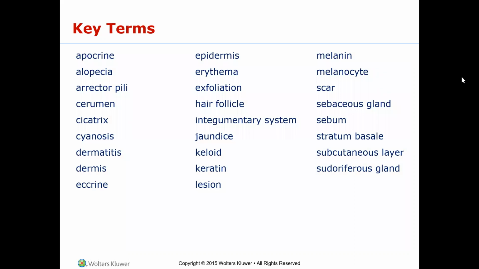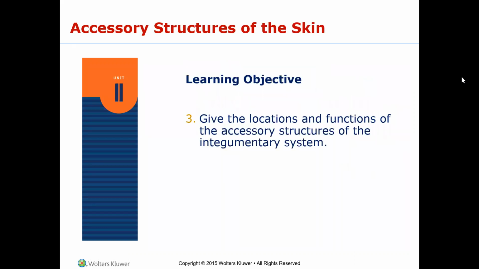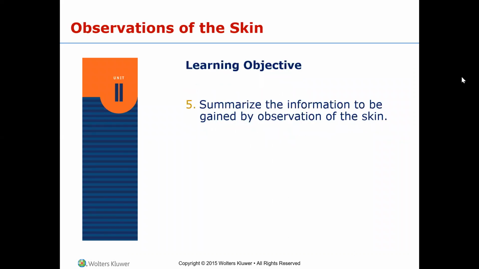Here are some key terms that you might want to refer to. So our learning objectives will involve naming and describing the layers of the skin as well as the subcutaneous layer. And then we'll look at some of the locations and functions of the accessory organs of the integument as well, and the main functions of the integumentary system.